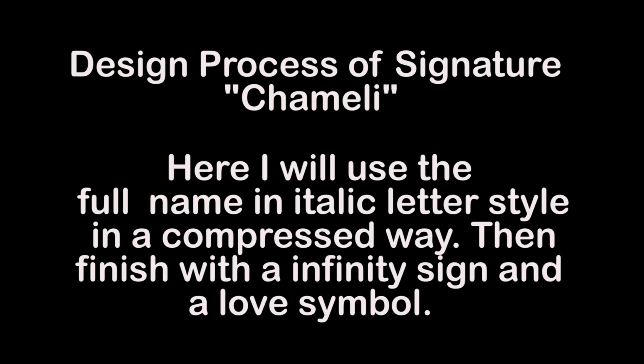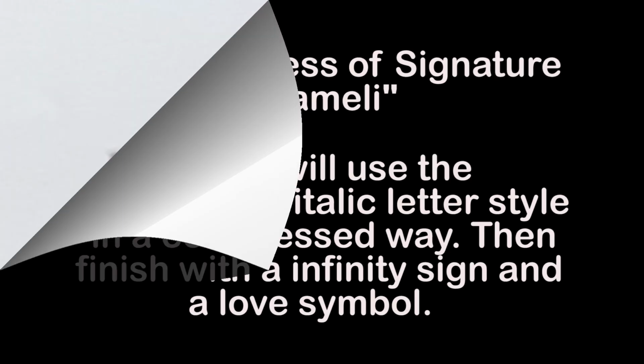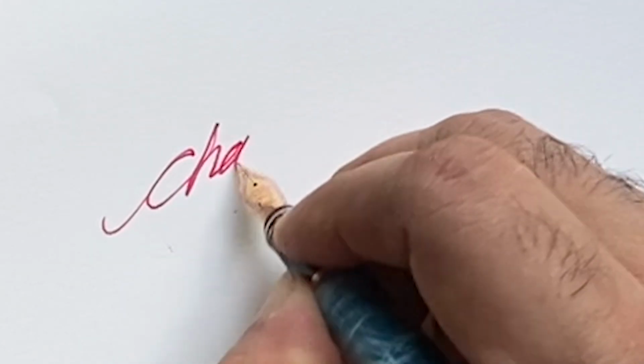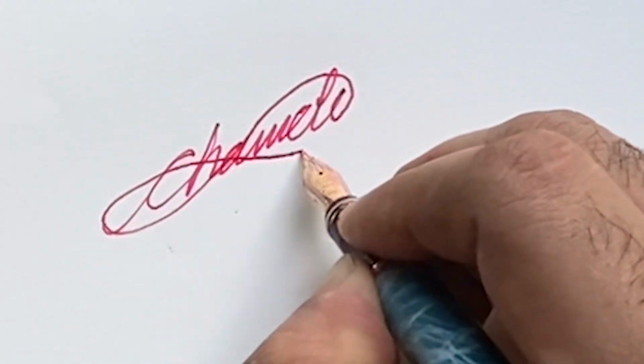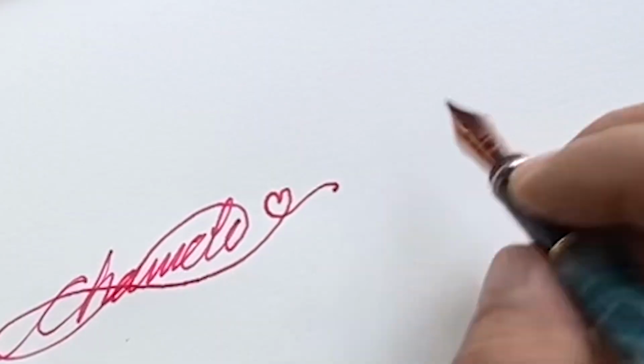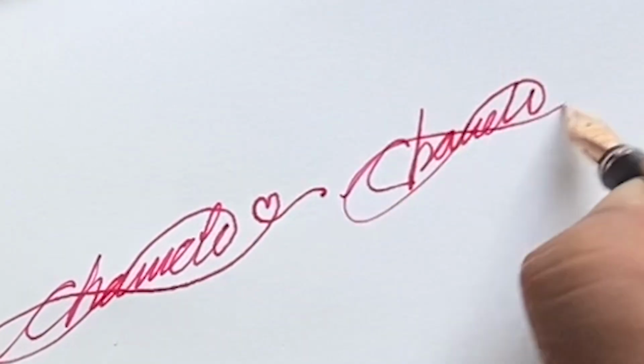Now let's design the signature of Chameli from India. Here I will use the full name in italic letter style in a compressed way, then finished with an infinity sign and a love symbol.